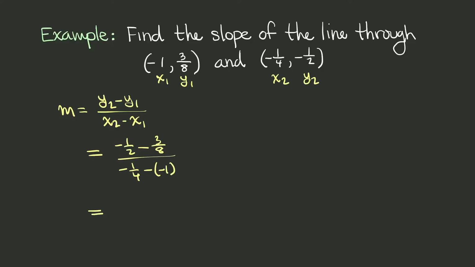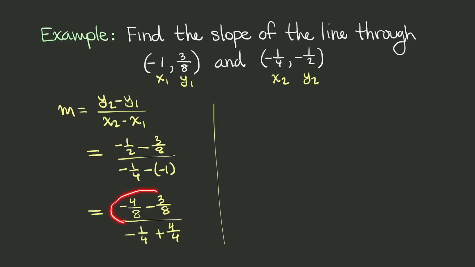The least common denominator there is going to be 8, since it's a multiple of 2. And so we can multiply the top and bottom of that first fraction, -1/2, by 4 to get -4/8. And then we'll have minus 3/8. And all of that will be divided by -1/4 minus -1, which is plus 1. But 1 can also be written as 4 over 4, so that we have matching denominators.